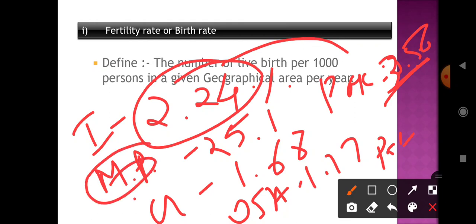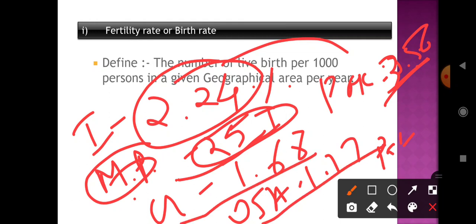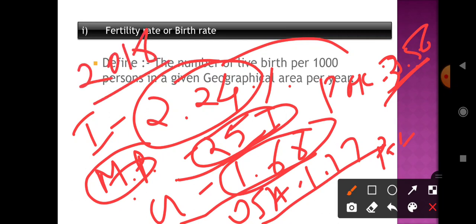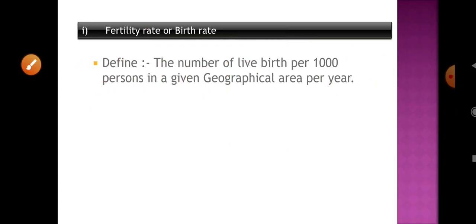Madhya Pradesh is a state, okay, it is 25.1. And the third one is the USA, and the fourth one is China. This data is according to 2018. You can Google it, okay, this data is available on the net, you can get it very easily. So by this data you can understand how the birth rate is influencing the population of a particular place. So I hope you are clear about what the fertility rate is.